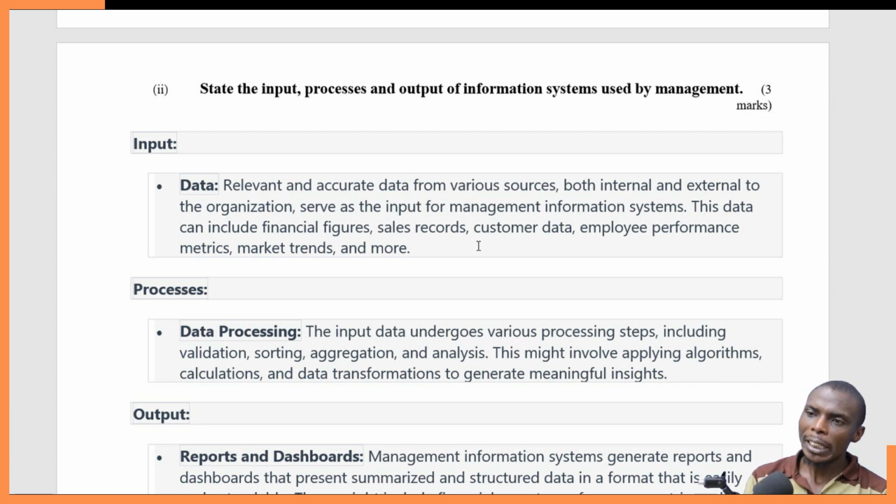Then after this data has been entered, data processing begins. So that is under processes. The input data that has been entered undergoes various processing steps. This could include things like validation, sorting, aggregation, and even analysis. It involves applying different calculations and algorithms to transform this data so that it can generate meaningful insights.